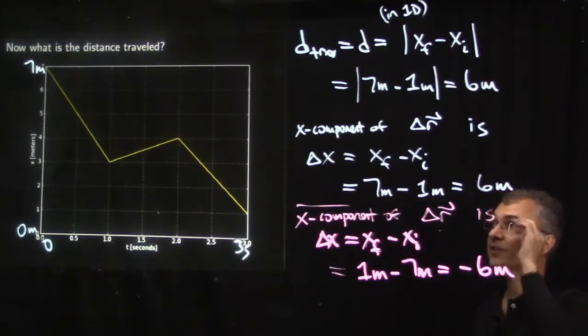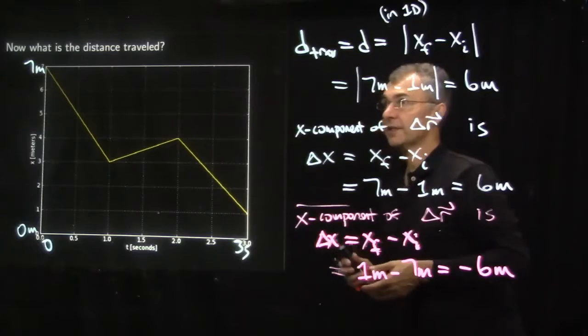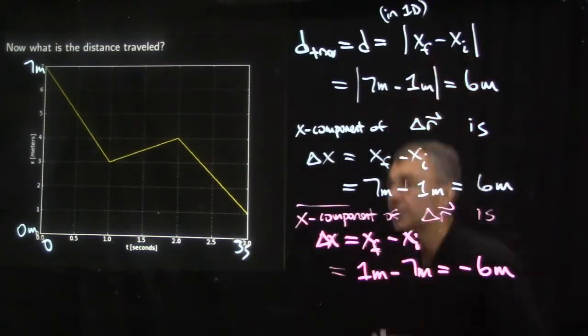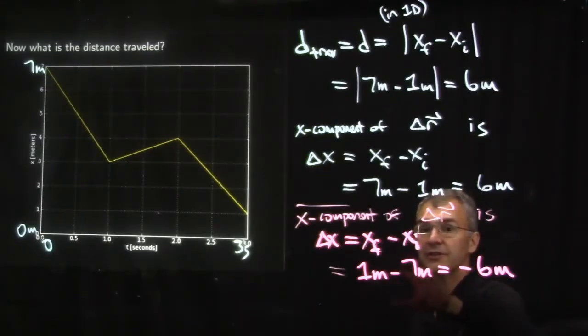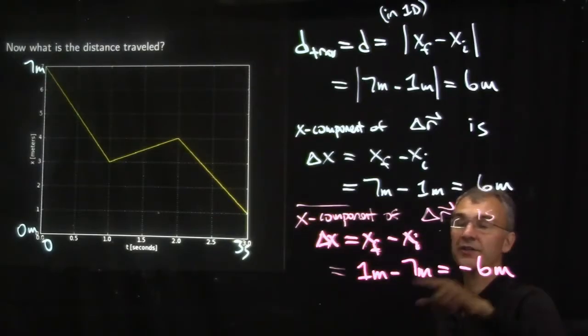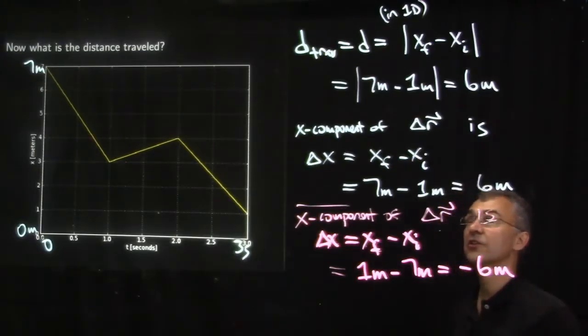Oh, now in this case, whoa, okay. So now, what is the distance traveled? Well, we can look and see which of these things are still true before we erase them. So you see, x final is still 1 meter, and x initial is still 7 meters. So I guess the x component of displacement is still minus 6 meters, for example. But, okay, what is the distance traveled?